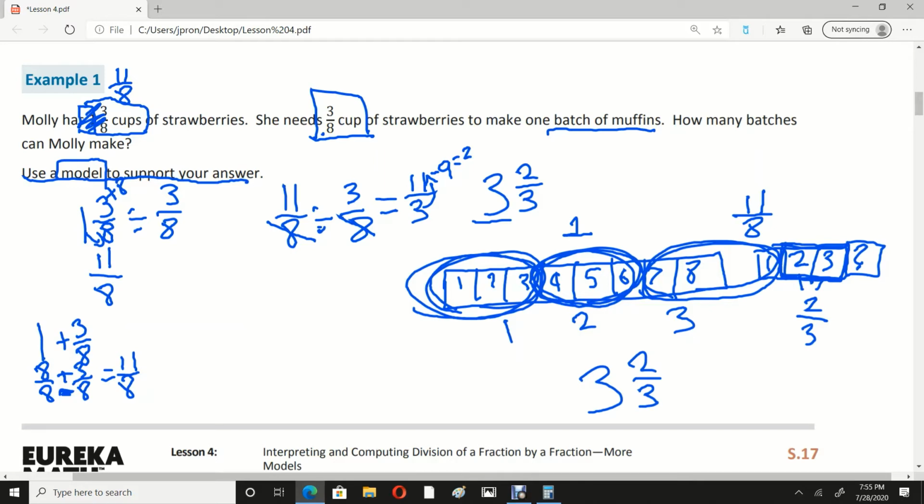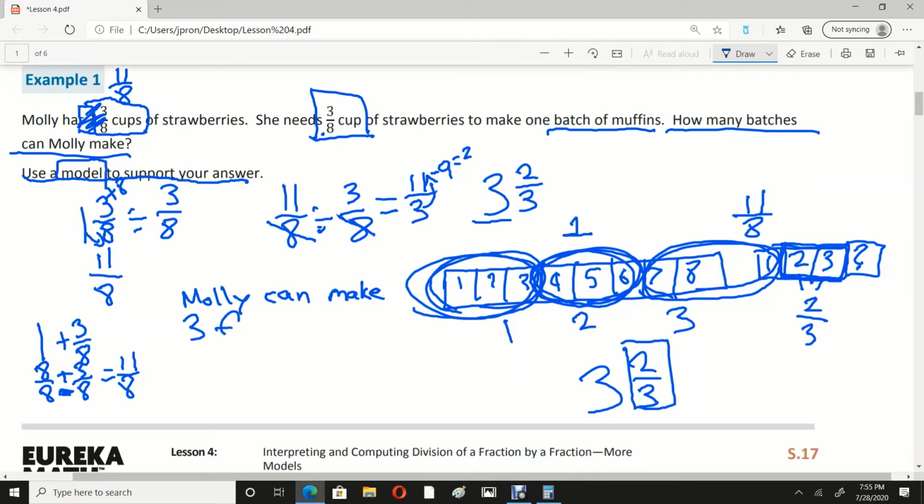Now, the question remains, how many batches can Molly actually make? We're going to go ahead and assume that Molly can't whip up 2/3 of a batch. And if we write this in a full sentence, we would write, Molly can make 3 full batches.